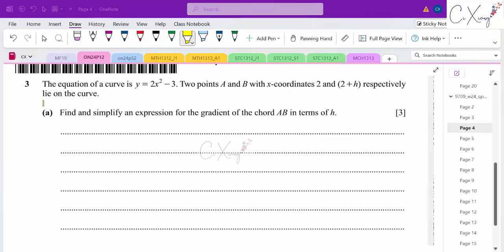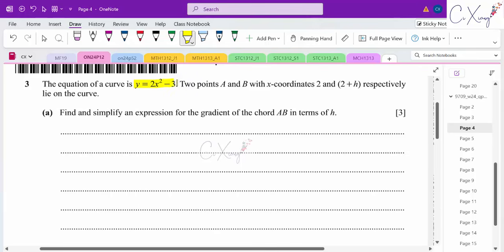Alright, so now let us discuss question number 3. We are given an equation, and then we have 2 points here, A and B. They give us A and B, and then we have the x coordinate for A and B. The x coordinate for A is 2. The x coordinate for B is 2 plus h. Both of them lie on the curve. They want us to find and simplify an expression for the gradient of the chord AB in terms of h.